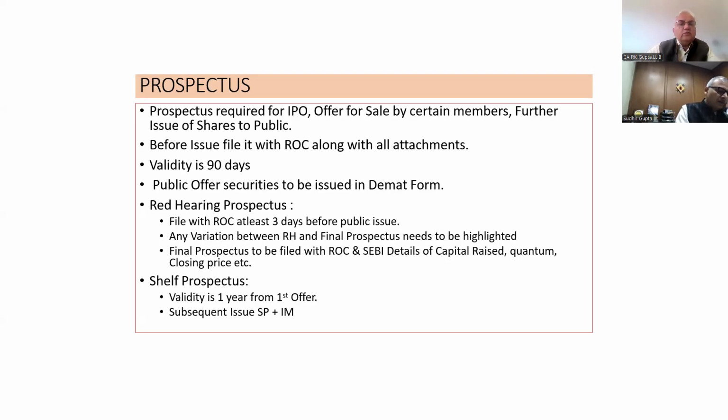So before issue, you have to file the prospectus with ROC along with all attachments. The validity of the prospectus is for 90 days. So it's not that you can issue a prospectus and then not go for the IPO. So the validity period is 90 days. And public offer securities are to be issued in demat form only, because nowadays it is to be issued in demat form only. About red herring prospectus, we have already seen. It has to be filed with ROC at least 3 days before the public issue.